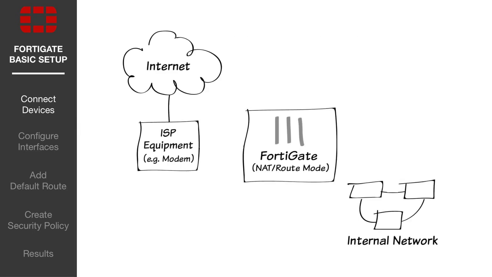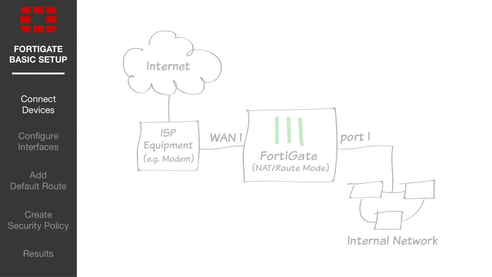First, you'll need to connect your FortiGate into your network setup. Connect the FortiGate's internet-facing interface, usually WAN 1, to your ISP-supplied equipment, and connect a PC to the FortiGate using an internal port, usually port 1. Power on the ISP equipment, the FortiGate, and the PC.